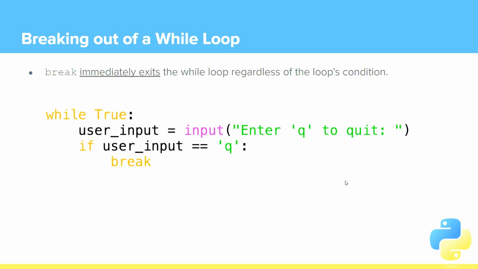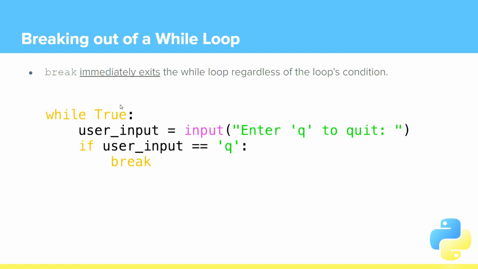Sometimes we want to be more deterministic in when we exit a while loop, or we want to say specifically, get me out of the loop right now. And that's what the break keyword accomplishes. So within a while loop, if we have our break keyword, it will immediately exit the while loop regardless of the loop's condition.